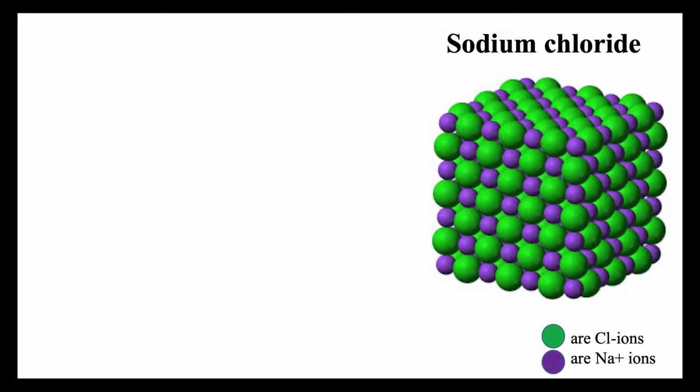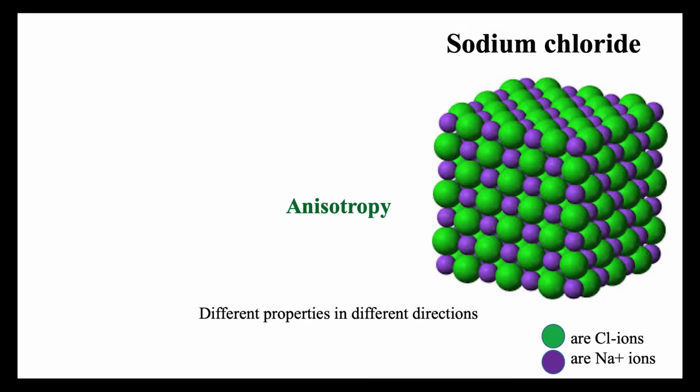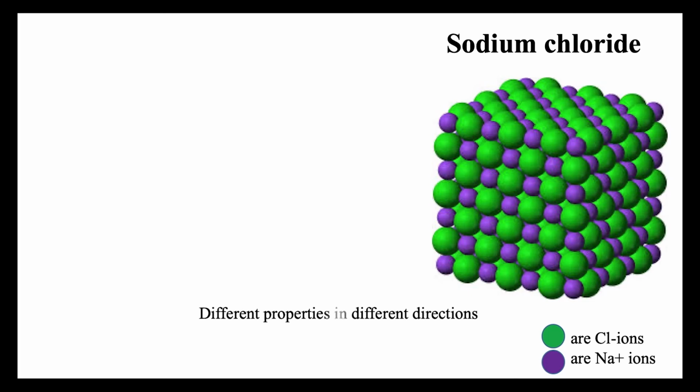Let us start from a point in this arrangement of ions and move in the horizontal direction. We will encounter two different types of ions, that is sodium ions and chloride ions in this direction. But if we start from the same point and move diagonally, we will encounter the same type of atoms, say only sodium ions or chloride ions. Now, if you measure any physical property of this solid like thermal conductivity, mechanical strength, refractive index or any other optical property, you will get different values when measured in these two directions.